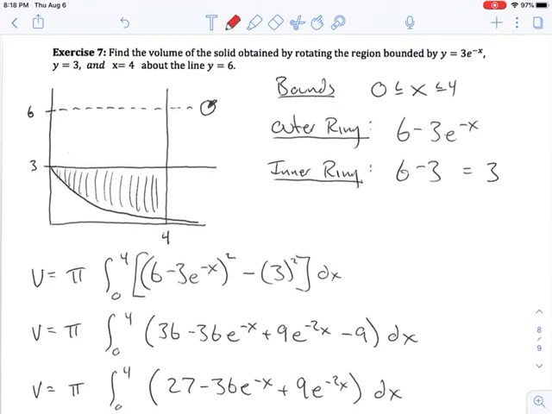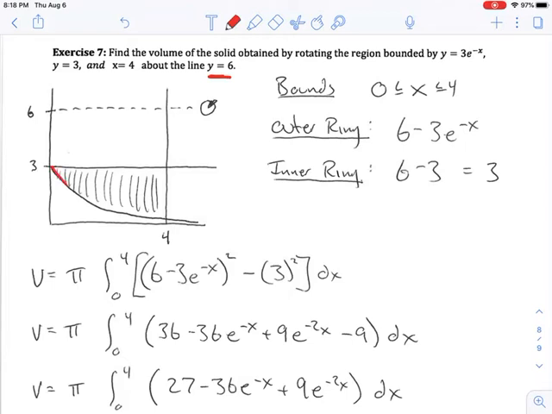Now, so far, we have rotated around the x-axis. Well, we can also rotate around another line that is not the x-axis. In this particular problem, we are rotating about y equals 6. So the procedure is exactly the same, but there's just one little added thing that you need to be thinking about. So go to Desmos if you need to draw the graph.